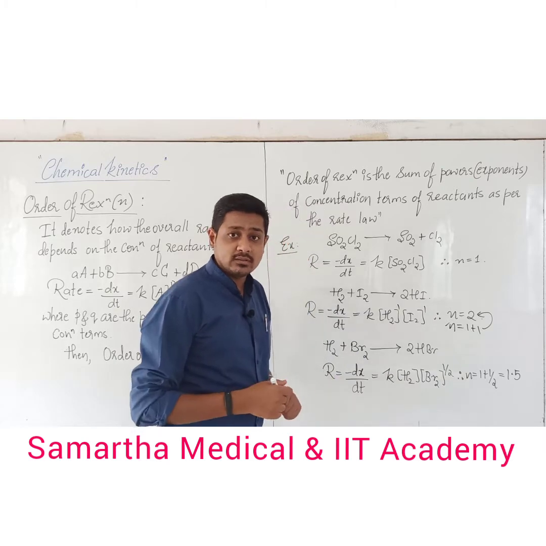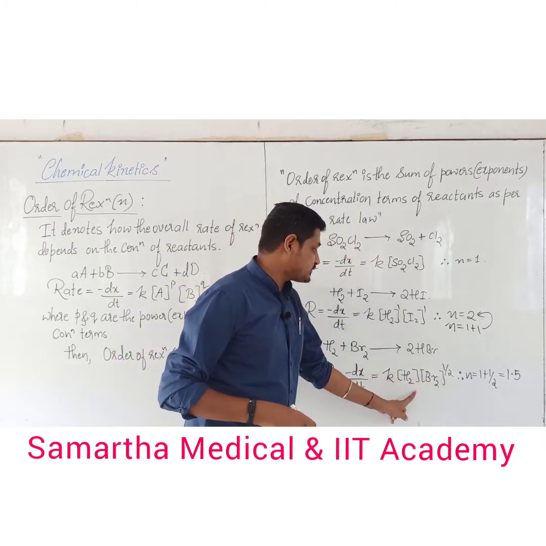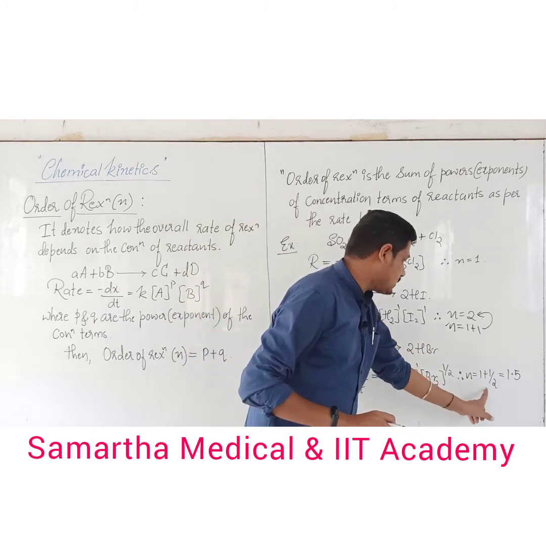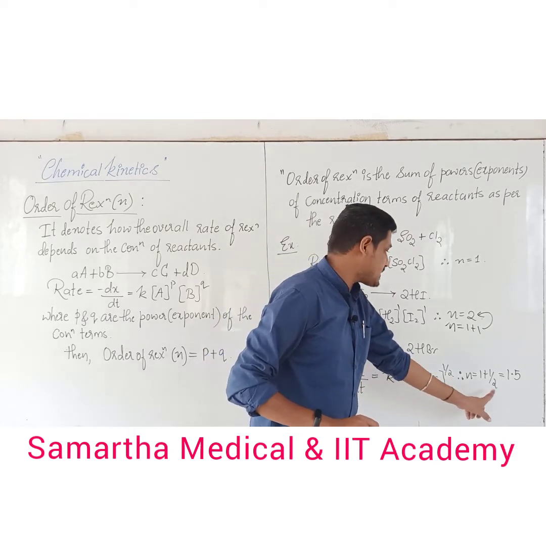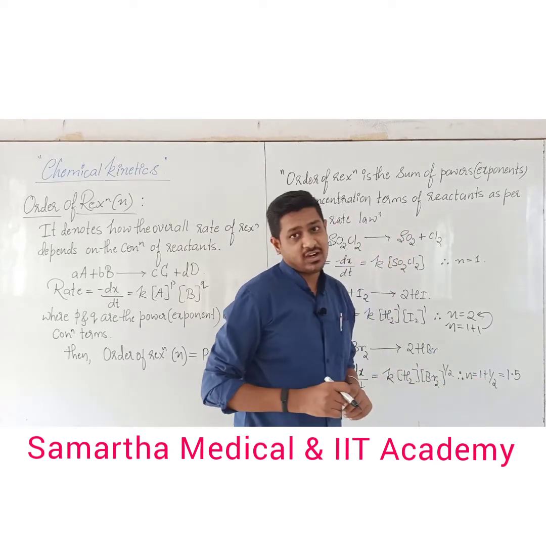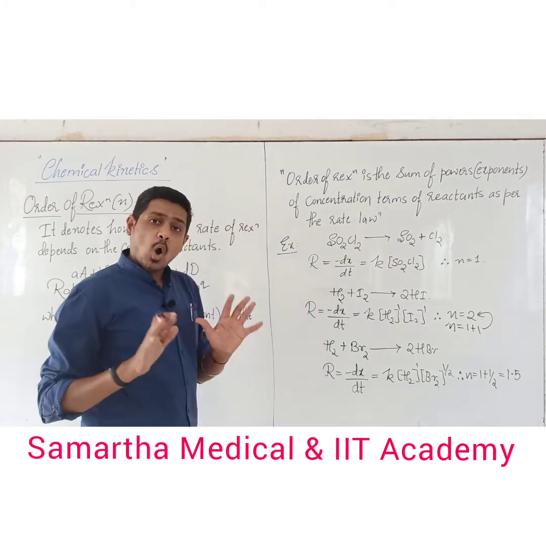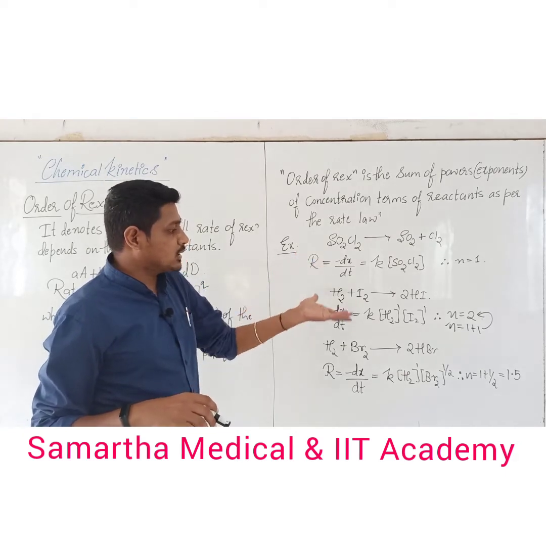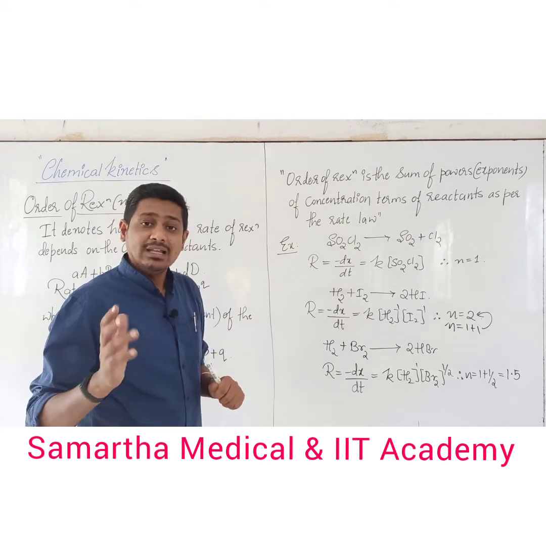Then how do you calculate the order of the reaction? It is n is equal to the power of the hydrogen, which is 1 here. So 1 plus the power of the bromine, which is half. So 1 plus half is equal to 1.5. So what we can say from this discussion is that the order of a reaction can be a whole number, or it can be even fractional, or it can be even 0. Okay, let us see that.